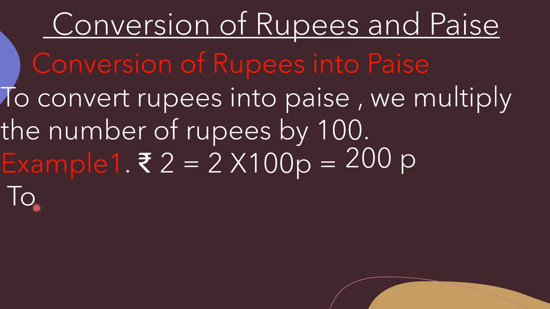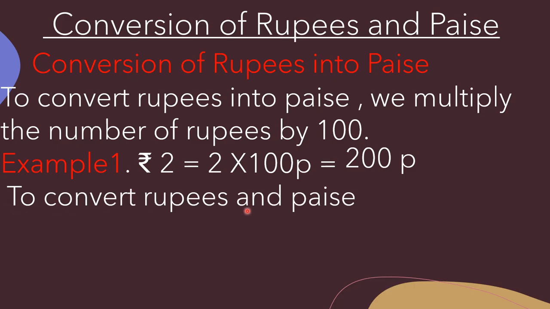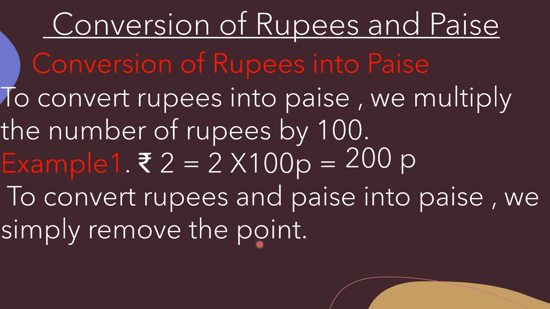Okay, now the next is to convert rupees and paise into paise. We simply remove the point. When we are given rupees and paise, here we only had rupees given beta. Now rupees and paise are given with the help of a point. What do we have to do to make it paise? We just remove the point.